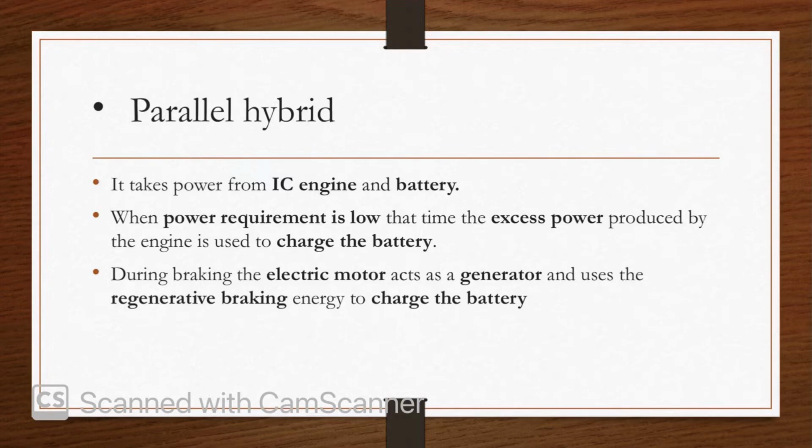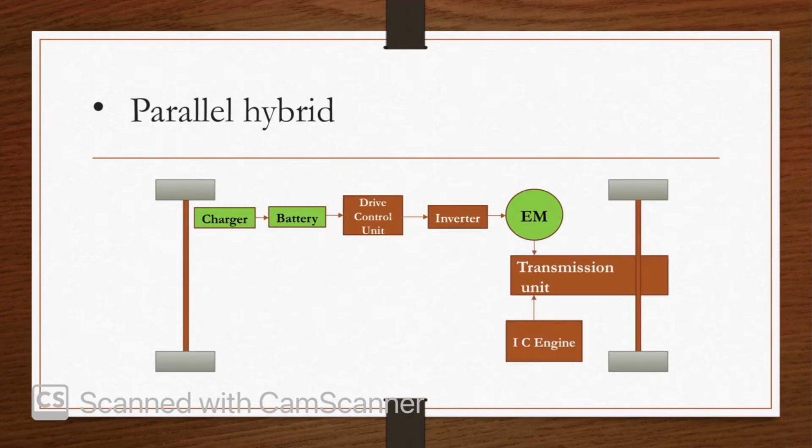Now we will see the second type based on the architecture, which is parallel hybrid electric vehicle. In the parallel hybrid electric vehicle, the power is given to the wheels directly from the IC engine or from the battery. When power requirement is low, the excess power produced by the engine is given to charge the battery, and during the braking operation the electric motor acts as a generator and uses the regenerative braking energy to charge the battery.